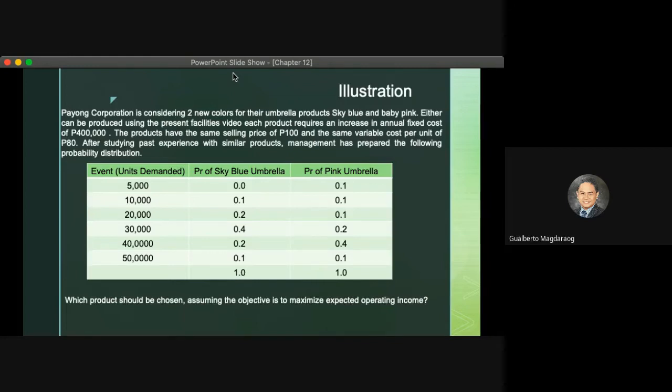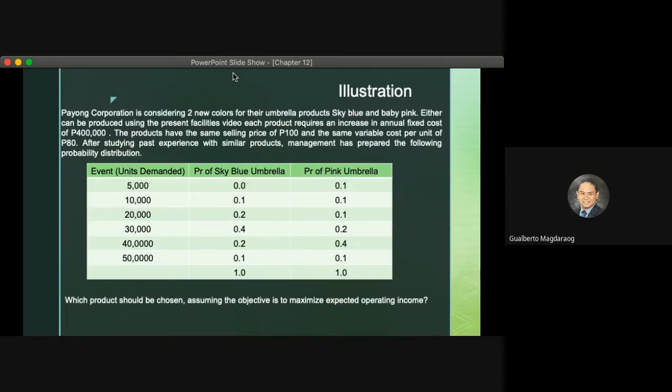So this one is not a continuous probability, but a discrete probability, because you can see the specific points of probability: 0, 1, 2, 4, there is no 1.1, 1.2, and so on. So this is a discrete probability. Now, the selling price is 100 pesos. The variable cost is 80 pesos. So therefore, our CM, or contribution margin, is 20 pesos. And our annual fixed cost is 400,000 pesos. So we were asked which product should be chosen, assuming the objective is to maximize the expected operating income.